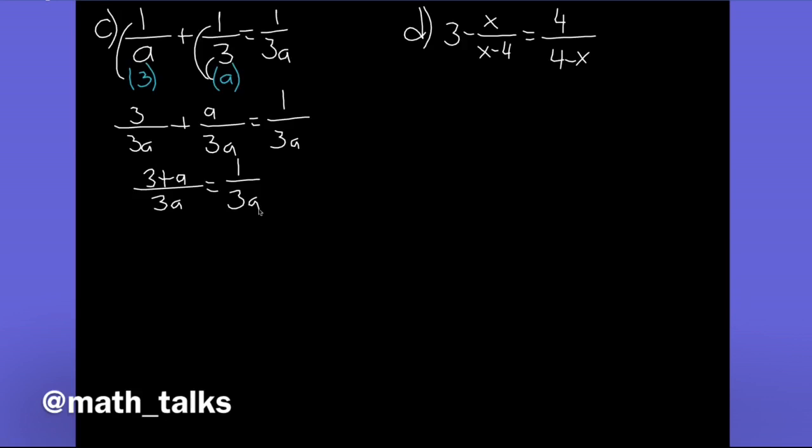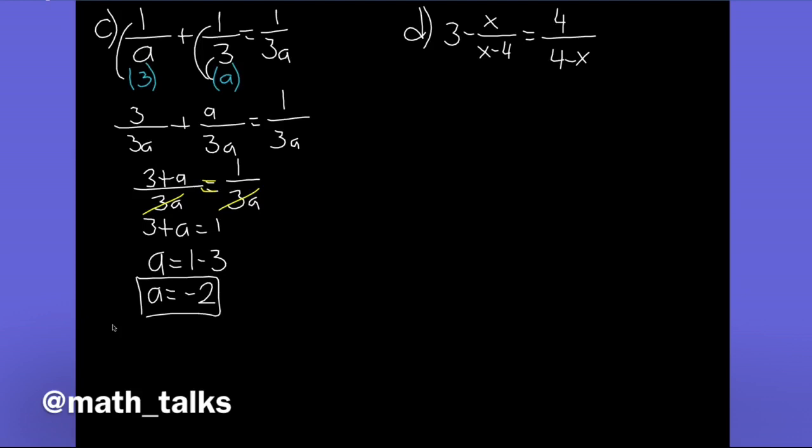Now here we have a short way. If you have an equal sign, and your denominators are equal to each other on both sides, you can directly cancel the denominators if they are the same. So what's left? 3 plus a equals 1. So a equals 1 minus 3, a equals negative 2. Now we will check it. Is it true or not?